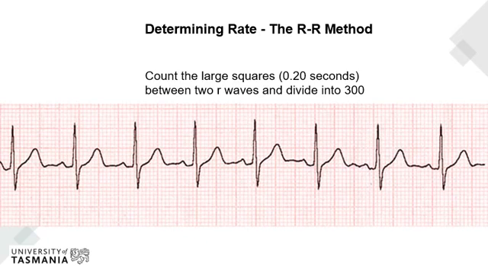There's the RR method of determining rate, and this is also a relatively quick and easy method. What we need to do with the RR method is to count the large squares, or each 0.2 second interval, between the two R waves and then divide into 300. If we look at the example on screen, there are approximately 3 large squares between each R wave. So it would be 300 divided by 3, which gives us a rate of around 100 beats per minute.